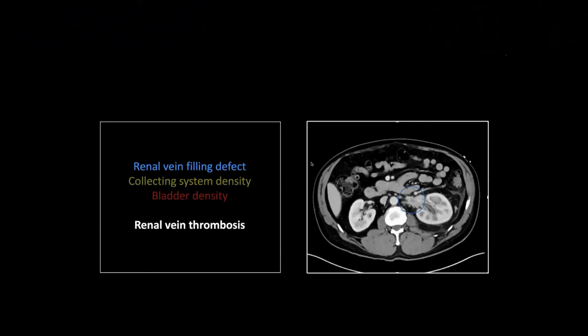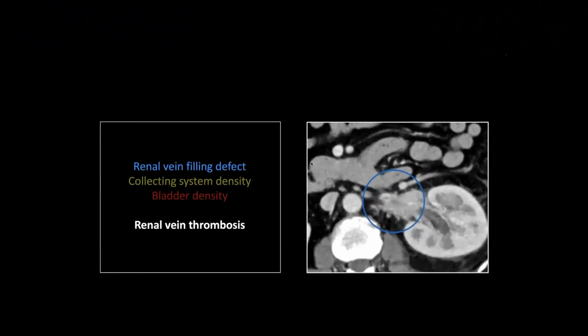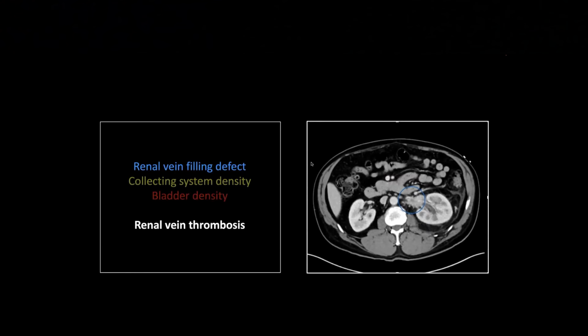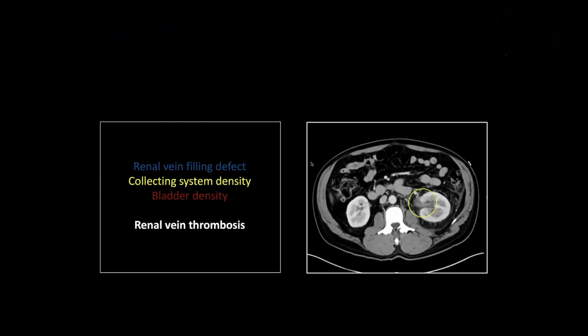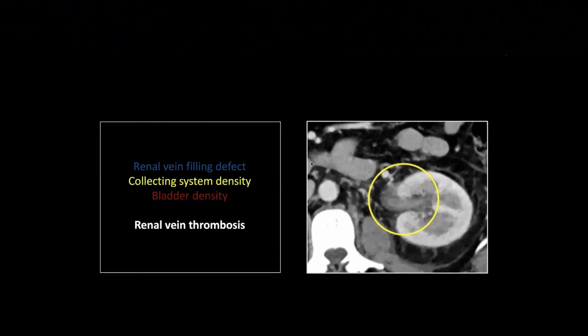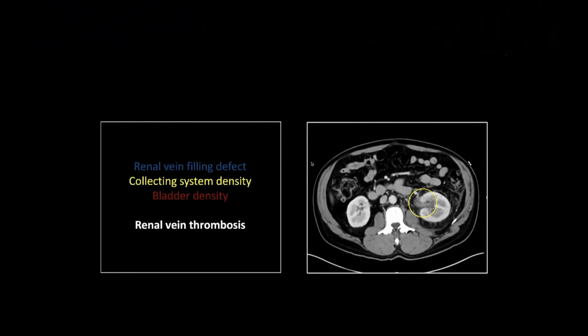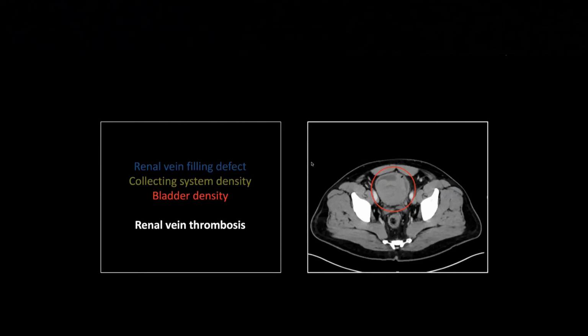This next one is a new one, and we actually don't know what the renal pathology was here. So there is a filling defect in the left renal vein, and that will be more apparent on the cine views. But there's also increased density in the collecting system itself, right there. And that is actually running down the left ureter into the bladder. So there is a significant amount of increased density in the bladder, consistent with hematuria.